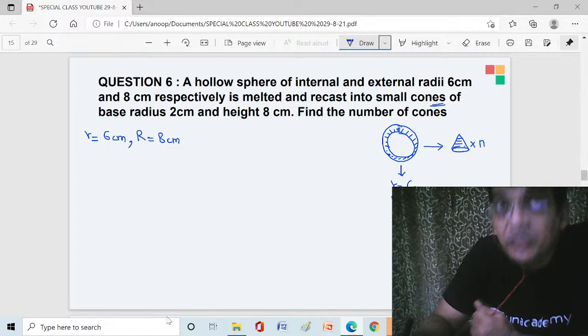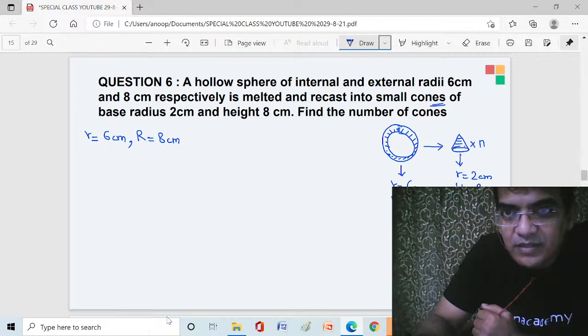Now coming for this portion here, this is a cone, and in cone we have been given the radius as 2 and height 8. So radius given is 2 and height given is as 8. Right. Now the question says we have to find how many such cones can be casted. Okay. So let's do the thing. Here I've already written this here.